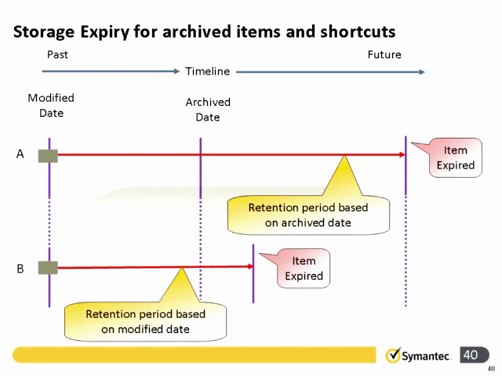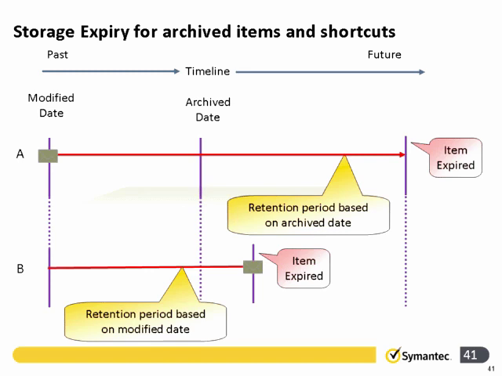So we're going to start off with item B down here at the bottom. Its expiry says that it's going to be based upon the modified date. So as soon as that item's modified date plus the retention category of 1 year has passed, it has now expired. It's now available for deletion.